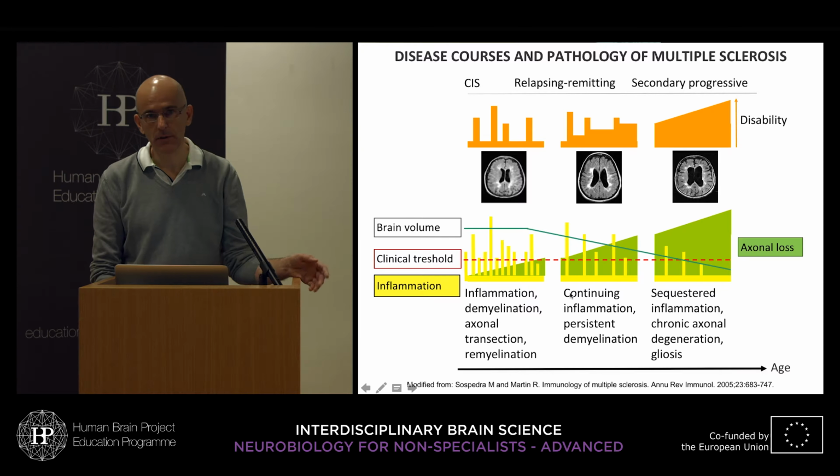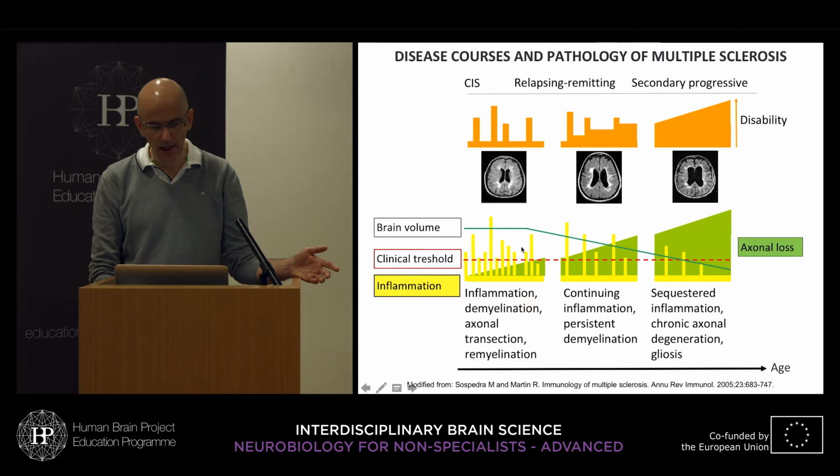This graph shows a typical disease course in multiple sclerosis patients. Usually patients start with a so-called clinically isolated syndrome, which is the first manifestation of multiple sclerosis. Then after time they enter a so-called relapsing remitting disease course, which is characterized by disease relapses and phases of remission. And finally, after time, about half of the patients enter a so-called secondary chronic progressive disease course with accelerating disability.